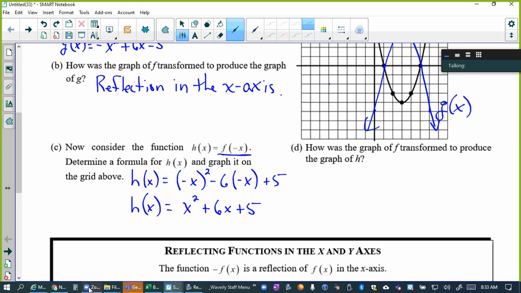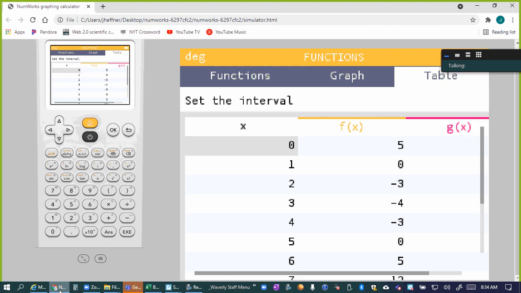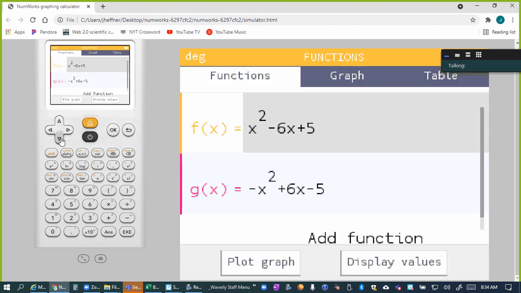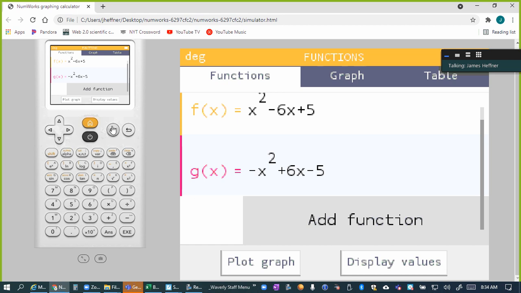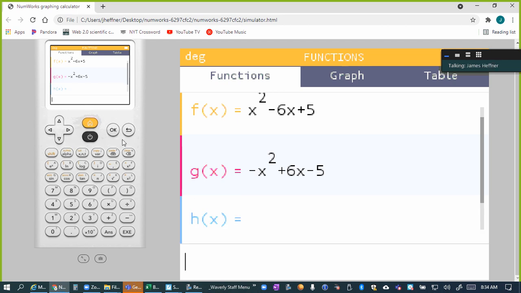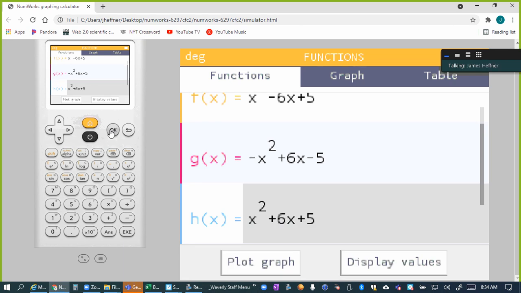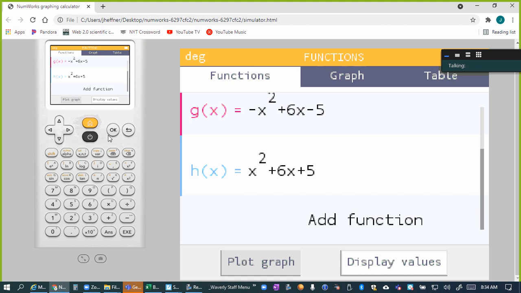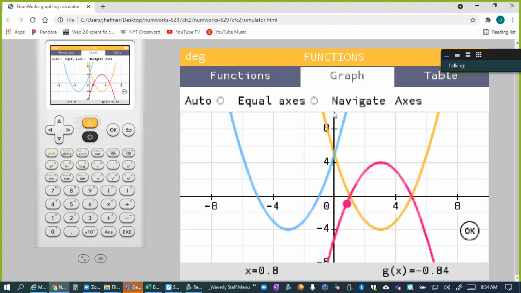So I'm going to go here. All right, so now we're going to escape out of there. Go over to functions. All right, so let's put that new one in there now. So our h of x here is x squared plus 6x plus 5. All right. So let's see what that looks like. And here it is over here.